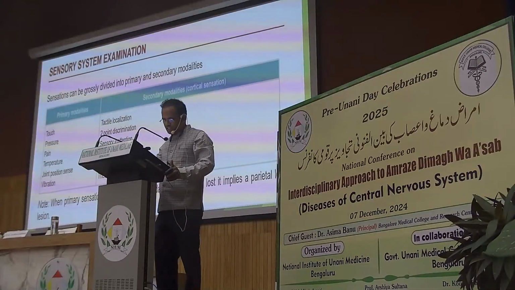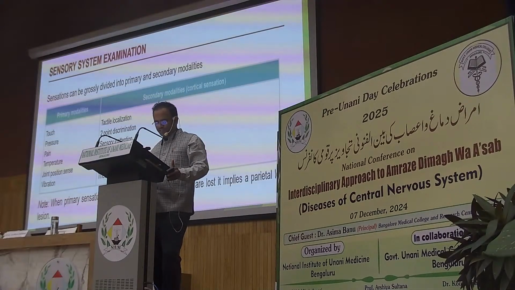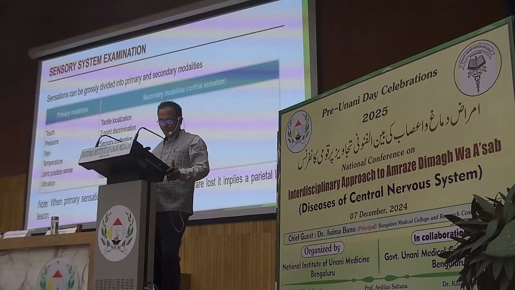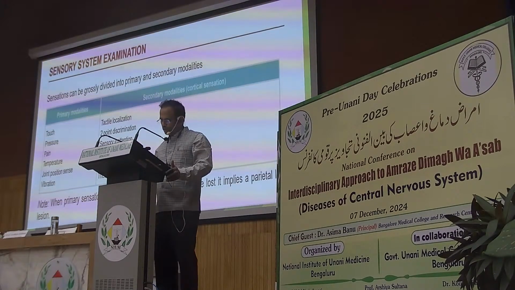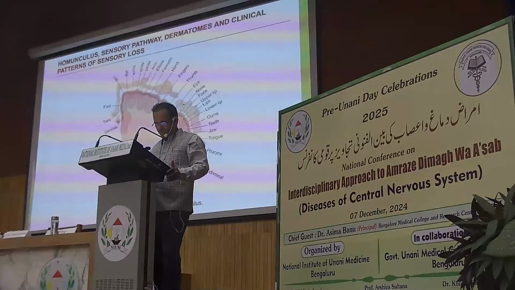So, sensations can be grossly divided into two: the primary modality and the secondary modality. The primary modalities are carried by the tracts which I mentioned. We will check touch, pressure, pain, temperature, and vibration. Only if these are intact should you go for cortical sensation. If these are not intact, you may not proceed to test the cortical sensation, as it may not be possible to elicit the response. Again, as I explained, maximum representation is there for the lip, thumb, and face.